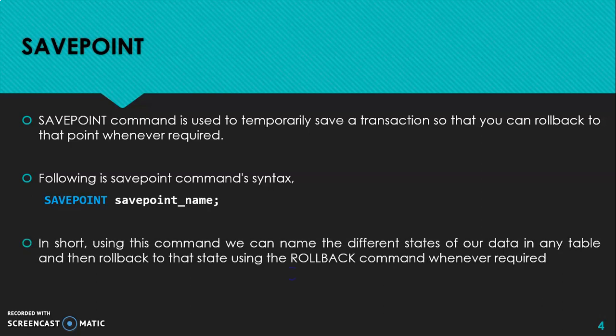In short, using this command, we can name the different states of our data in any table and then roll back to that state using the rollback command whenever required. So after some time, we can use a save point. Like whenever we are typing in a Word document, after you type 2-3 lines, you save. After again typing 2-3 lines, save. So that becomes a save point. But you can roll back at any moment.